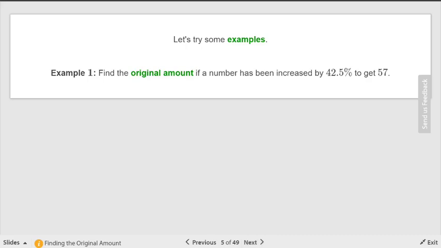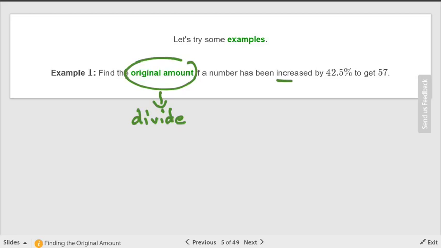Find the original amount. Original amount means that I'm not going to multiply. I'm going to divide. Okay? So that's the key. If you see original amount, that means I'm going to divide. And that's the key to the whole thing.